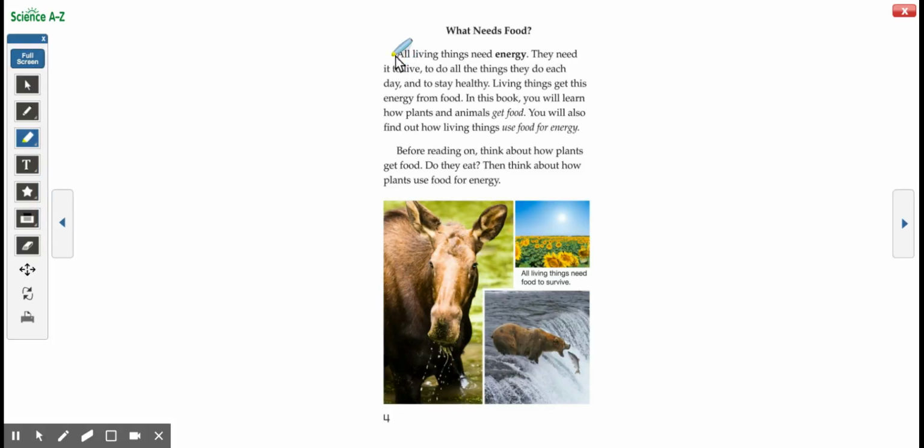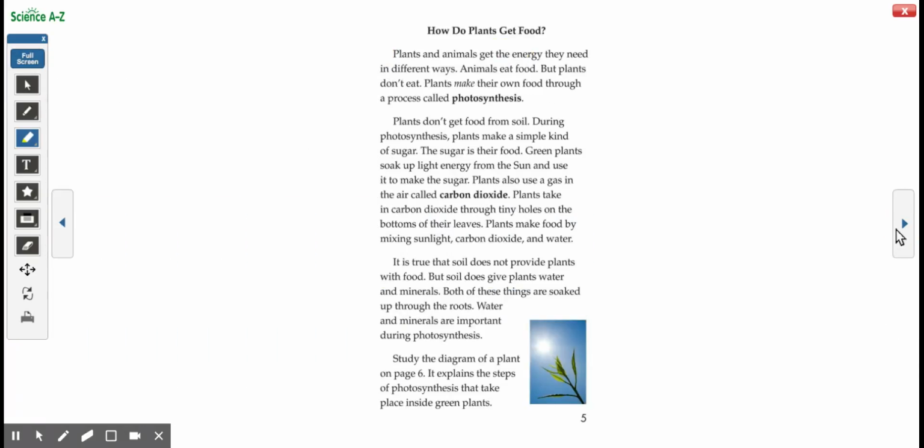What needs food? All living things need energy. Everything. So circle that, highlight it, underline it, whatever you need to do. But make sure you know that all living things need energy. That's how we do what we do every single day. We're going to move on to the next page.